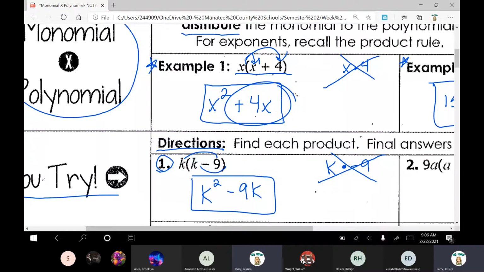It's in standard form, alphabetical order. There's only one variable, k, and the highest exponent first. So it's in standard form. Okay.